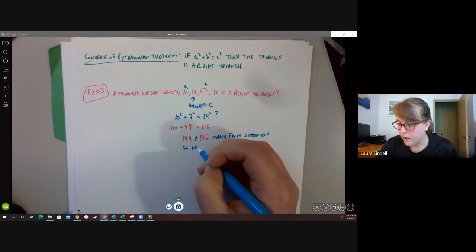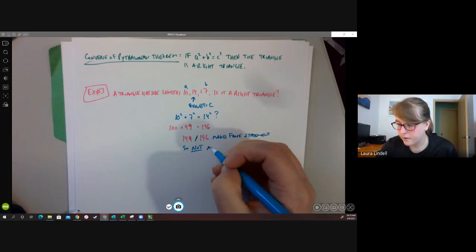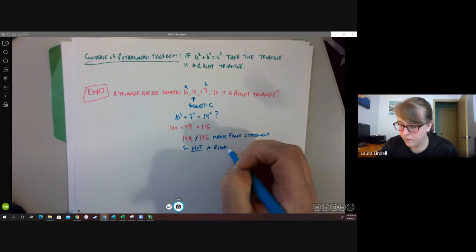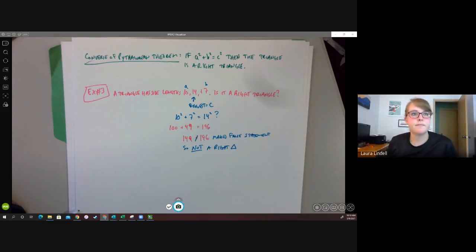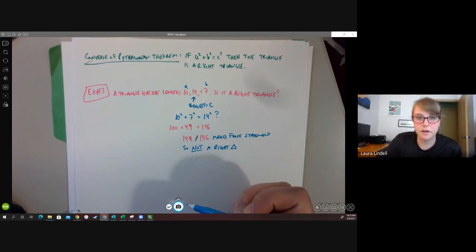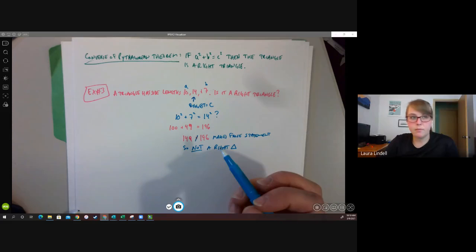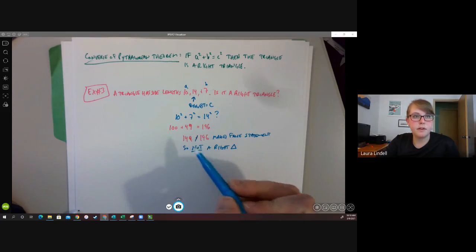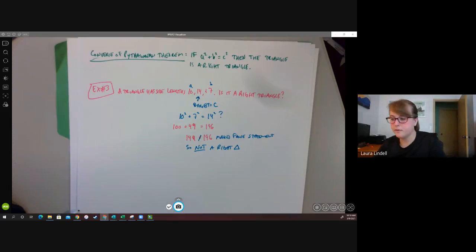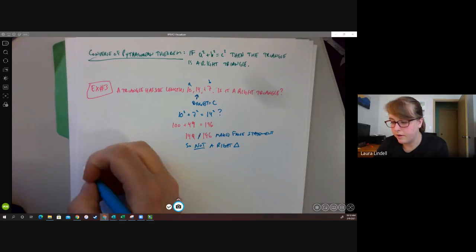So this would be not a right triangle. If this made a true statement, if we got down to 149 equals 149, then we would say, yeah, that's a right triangle. But since we got down to something that is false, we say it's not a right triangle. Let's try another.